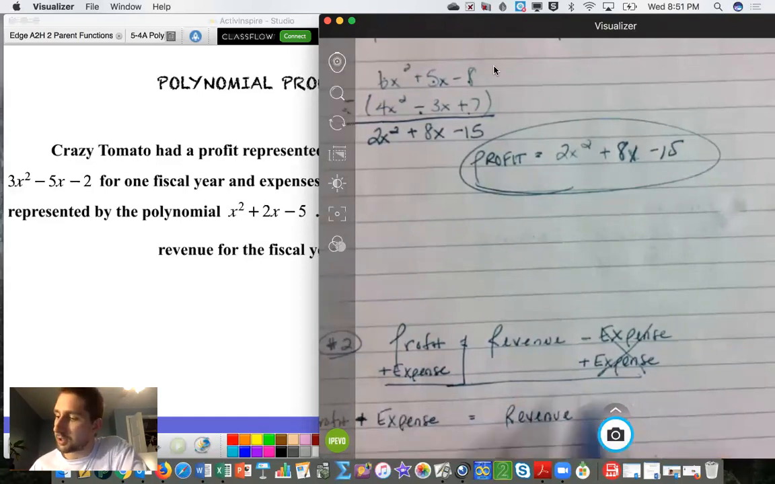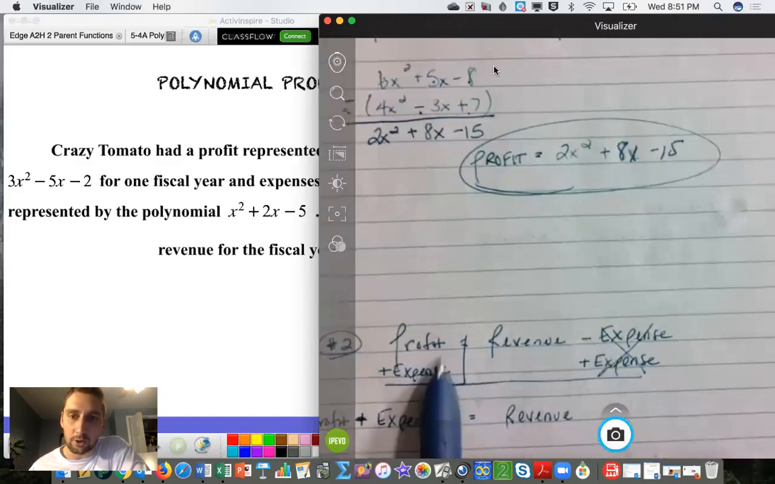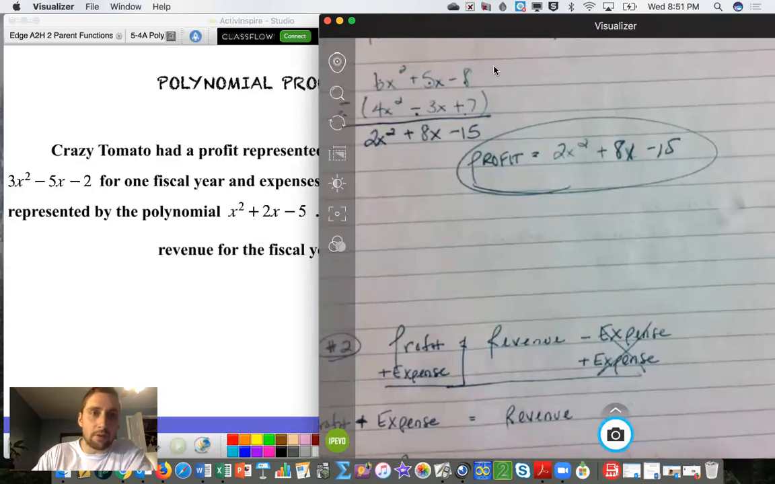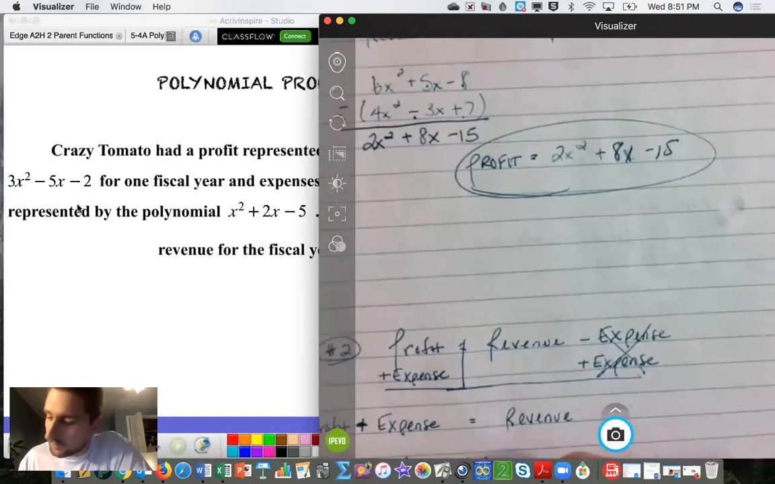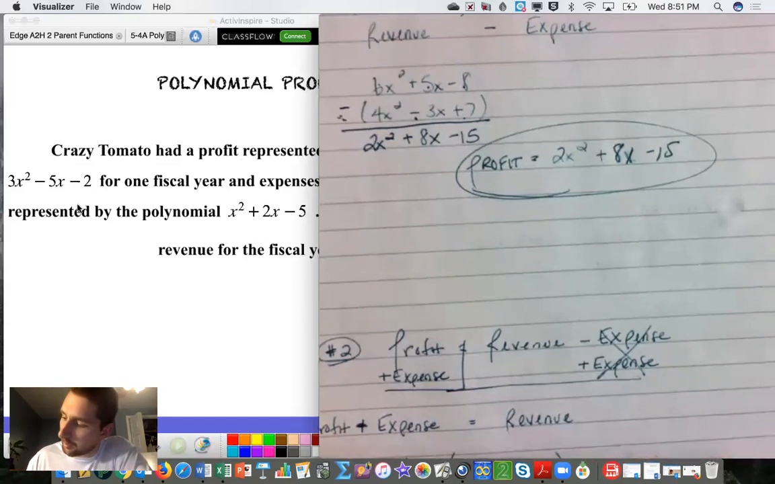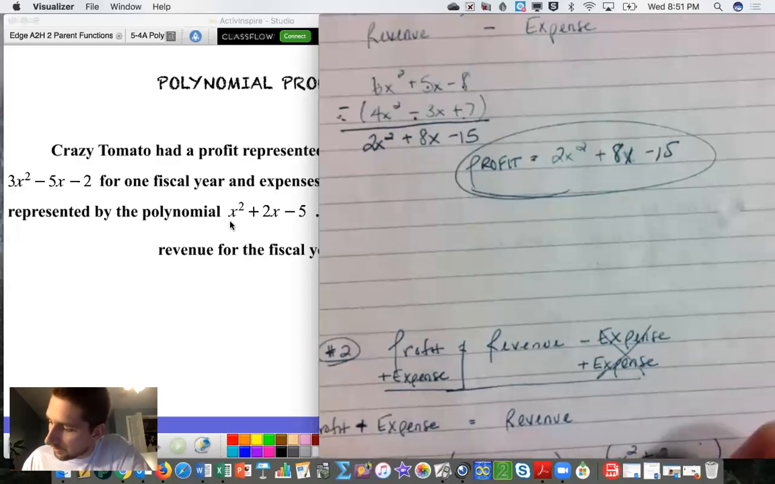Just like solving an equation, we use our inverse operations to move a term to the other side. Now I'm ready to solve for revenue. So I'm going to move revenue to the left-hand side. Many of you are comfortable with the unknown variable being on the left. Your profit in this case was 3x squared minus 5x minus 2. Again, if you like stacking them vertically, make sure you align like terms. Your expenses for the year were x squared plus 2x minus 5.